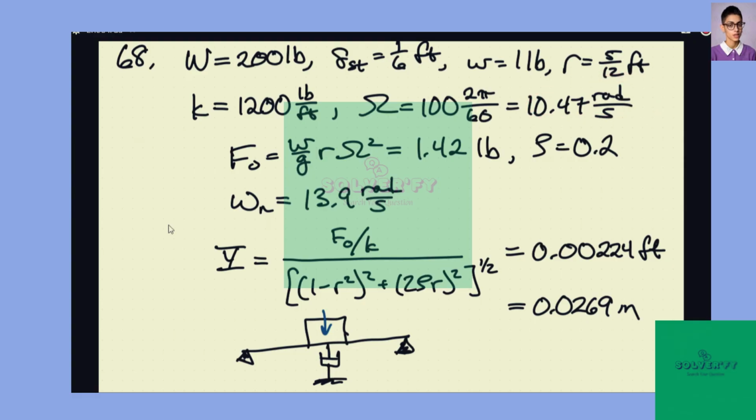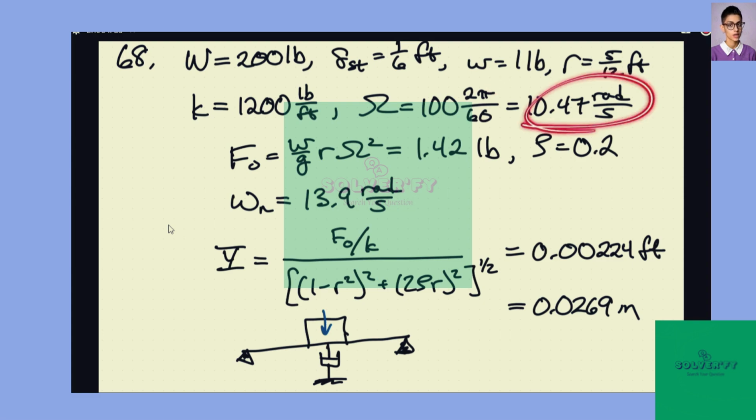And one thing to note here is when you're converting from RPM to radians per second, it's basically a factor of 10, because 2 pi is pretty close to 6. So you're basically dividing by something close to a factor of 10. So you should always see that the radians per second should be about a factor of 10 lower than the revolutions per minute.